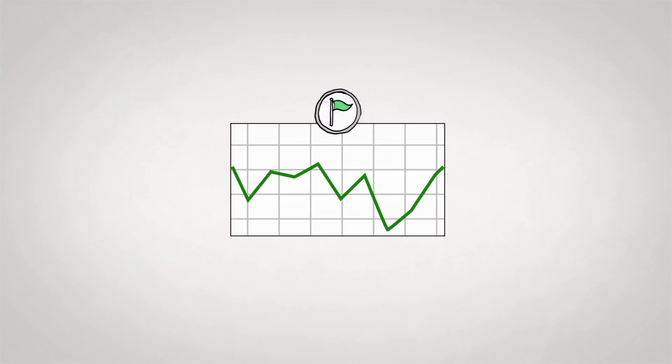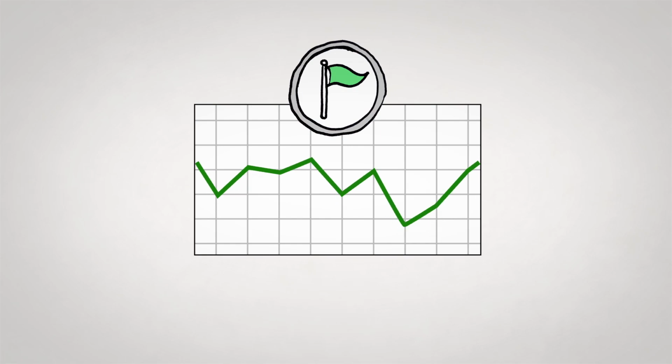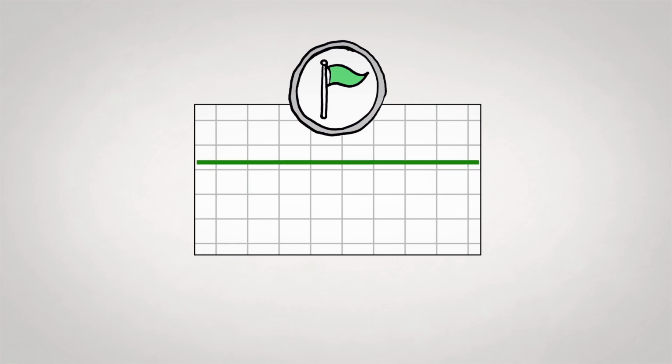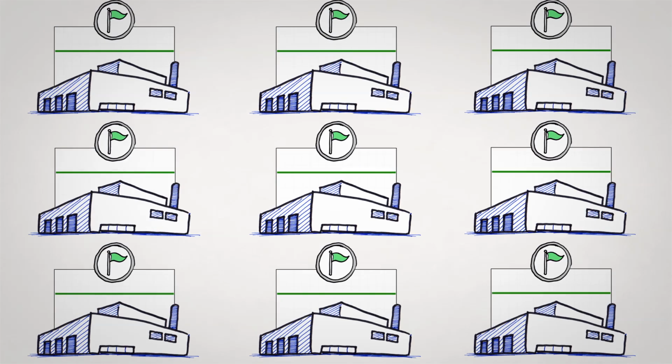Our final goal is to safely produce as much as possible with as little variation as possible. The actual goals will be specific to each plant. The result of achieving these goals will be safer and more reliable production.